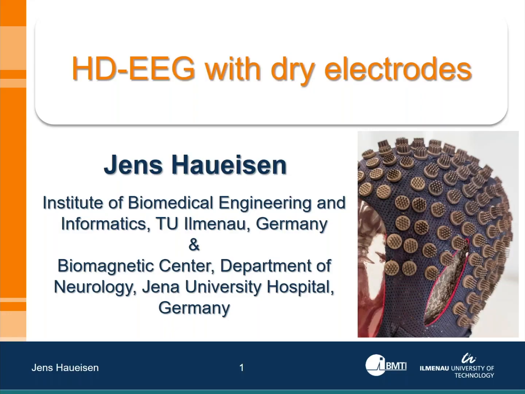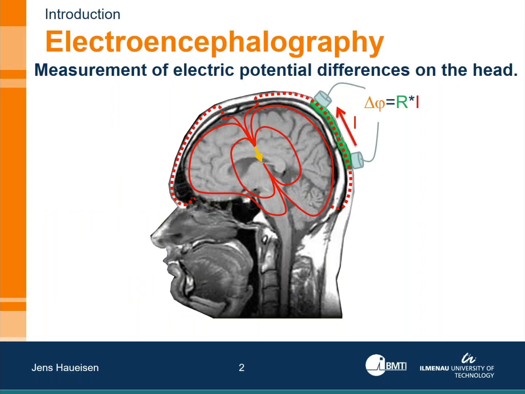So I would like to start, of course, with a general introduction to EEG, which is the measurement of electric potential differences on the head, typically caused by a current configuration of whatsoever type. It might be just a single dipole as here on the screen in yellow, or a much more complex distribution, which leads to some potential differences which we would like to measure.